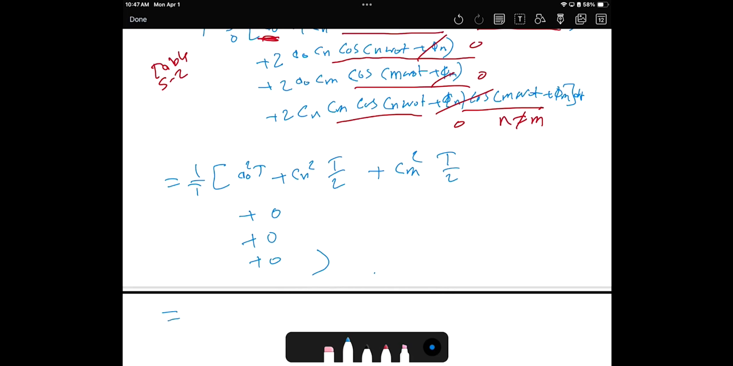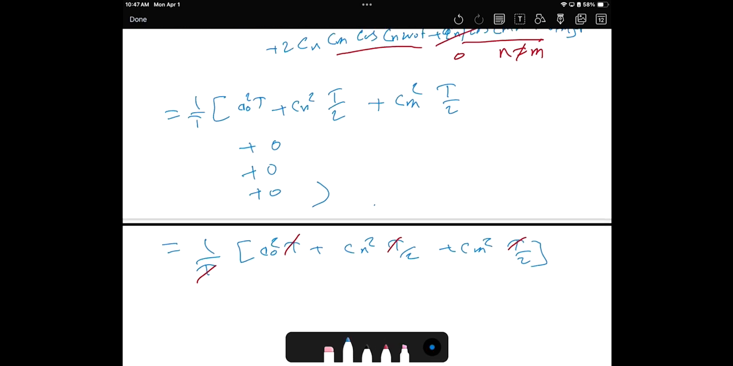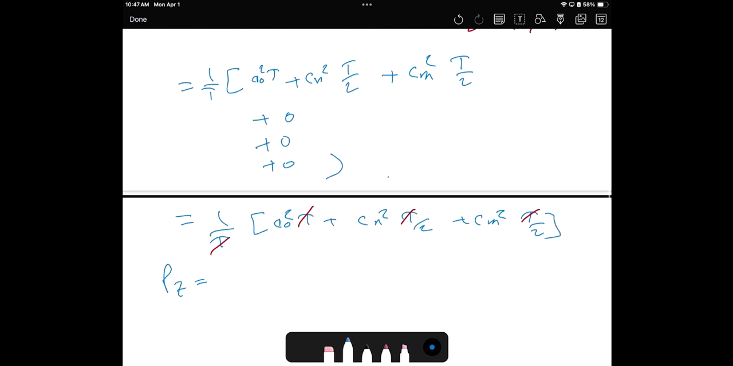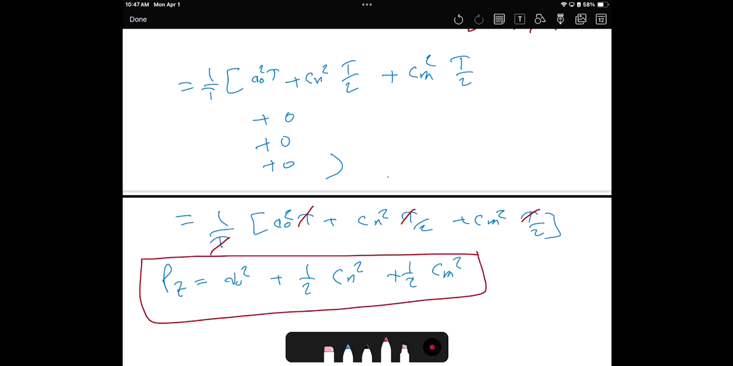So the answer will be 1 over T, the integral of a squared T plus Cn squared T over 2 plus Cm squared T over 2. We can take T as a factor, then it will be cancelled. So T cancels, T cancels, T cancels. And take 1 half, or you can just distribute it, then Pz will be a naught squared plus 1 half Cn squared plus 1 half Cm squared. That's it.